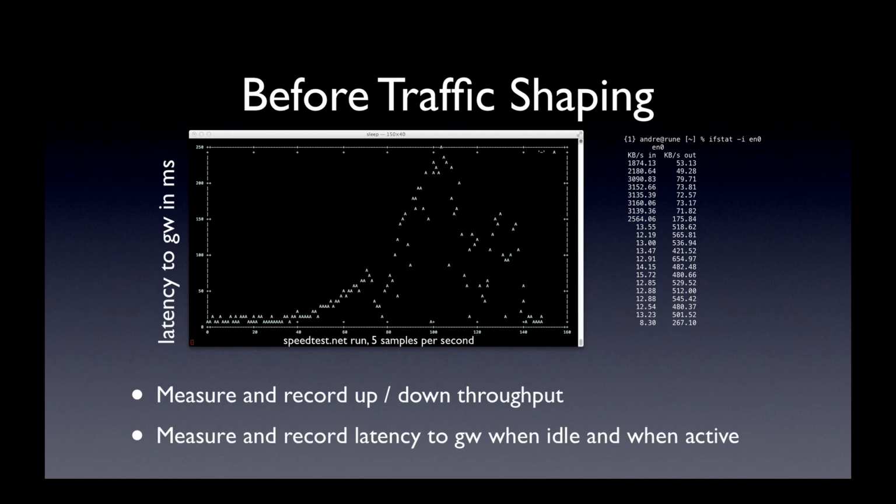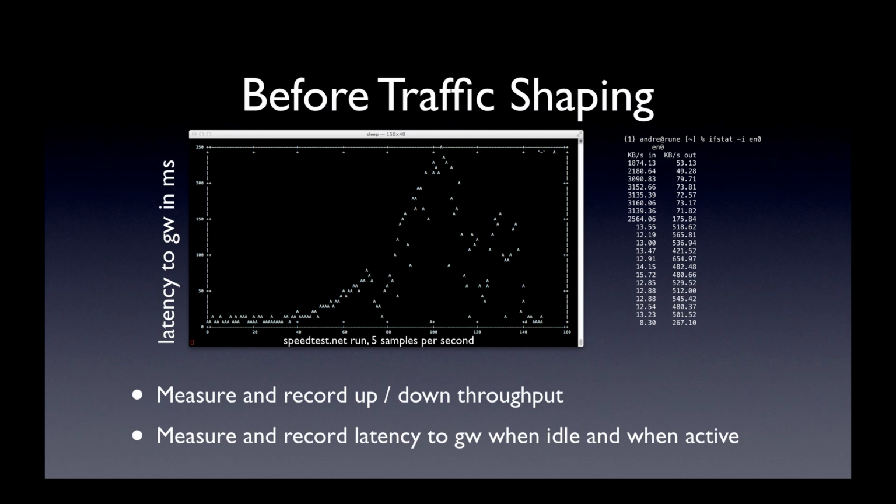To illustrate the problem a little bit, here is a graph of network latency to my gateway while I'm running a speed test from the speedtest.net website. Each of these graph samples is 5 samples per second, so every 200 milliseconds I'm sending a ping and getting the time back. On the right-hand side, you see a view of interface throughput produced by the command line tool pfStat, which is actually running on my Mac, not on the BSD and not on the pfSense device. Although you could install it there if you wanted to.